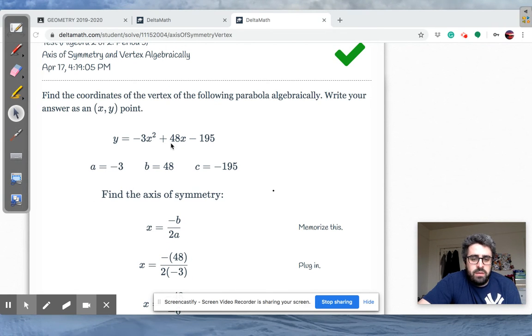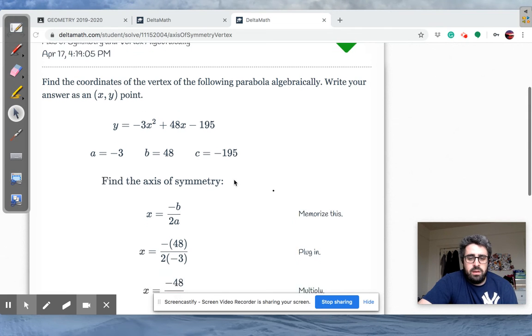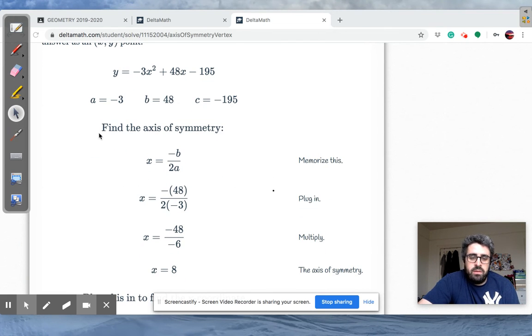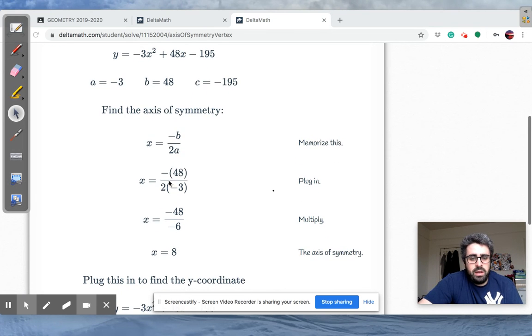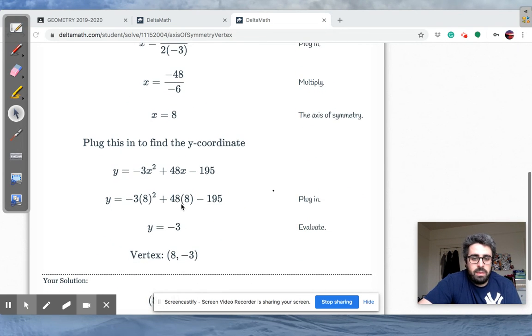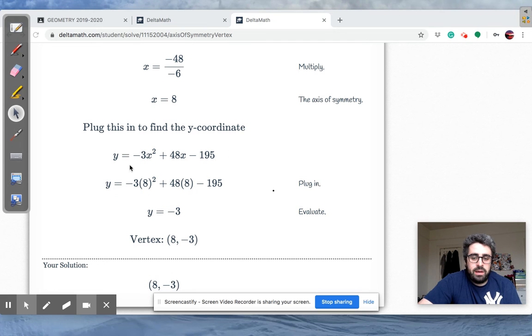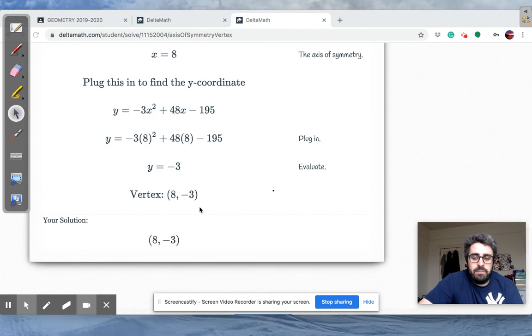The a value is -3, b value 48, c value -195. They found the axis of symmetry using the axis of symmetry formula. Again, you have to memorize this. It's not provided to you on any test. You will get the quadratic formula, but that's down the road. And then you plug in the correct values, which is what we did to get x equals 8. And then you substitute 8 back into the original equation to get a y value of -3.